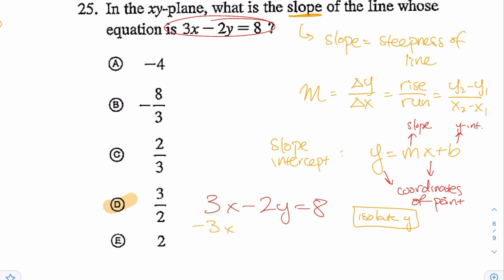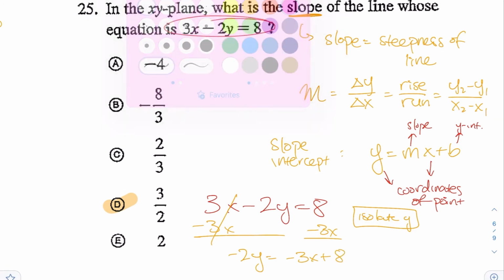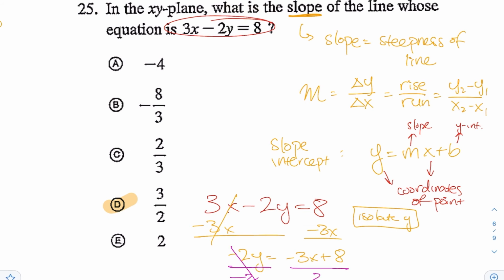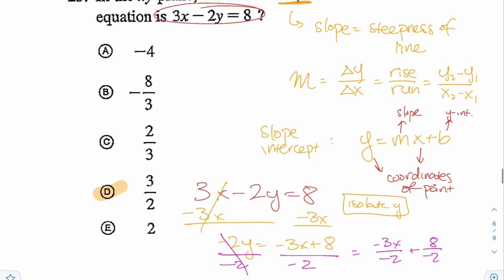So that means you have to subtract 3x from both sides, and then you get negative 2y is equal to negative 3x plus 8, or 8 minus 3x. And then you have to divide both sides by negative 2. And from here, you can split up this fraction into negative 3x over negative 2 plus 8 over negative 2, which will turn this into 3 over 2x minus 4. So in this case, this is slope-intercept form, and the coefficient of the x is choice D, 3 over 2. This is the slope.